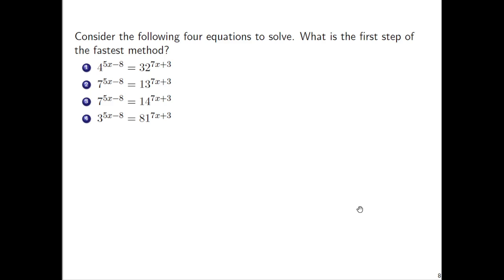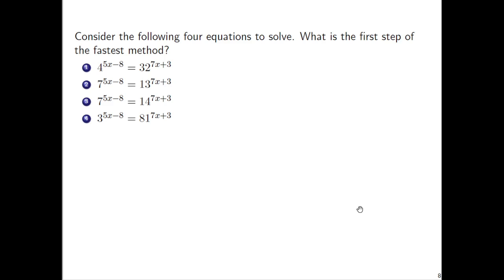So consider the following 4 equations to solve. What's the first step to the fastest method, or in some cases the only method? So 4 to the 5x minus 8 equals 32 to the 7x plus 3. Second equation is 7 to the 5x minus 8 equals 13 to the 7x plus 3. Third equation is 7 to the 5x minus 8 equals 14 to the 7x plus 3. And the fourth equation here is 3 to the 5x minus 8 equals 81 to the 7x plus 3. So what do you think a first step for each of these should be?